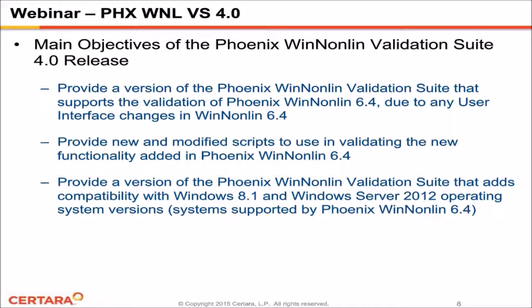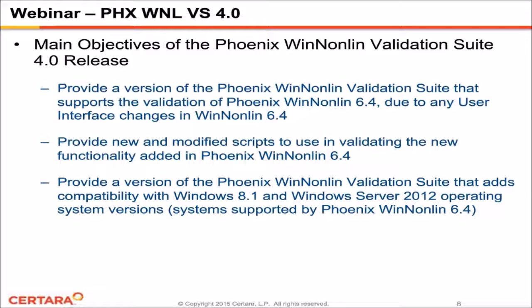Welcome to the second part of our webinar. So now that we've discussed some of the reasons for validation and we've talked about the Validation Suite product in general, we're going to talk more specifically about the changes that were made in the 4.0 release of the Phoenix WinNonlin Validation Suite. So to start with, what were the objectives of having a 4.0 release? First of all, the 4.0 release is to provide a version of the Phoenix WinNonlin Validation Suite that will support the validation of Phoenix WinNonlin 6.4.